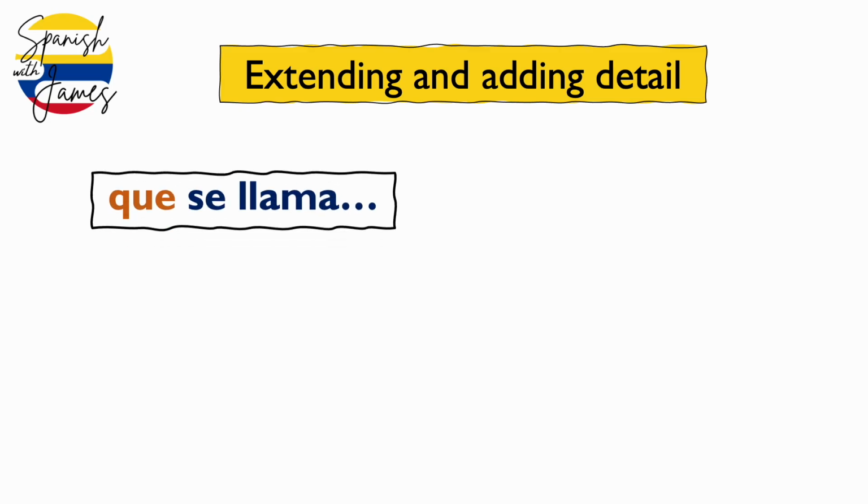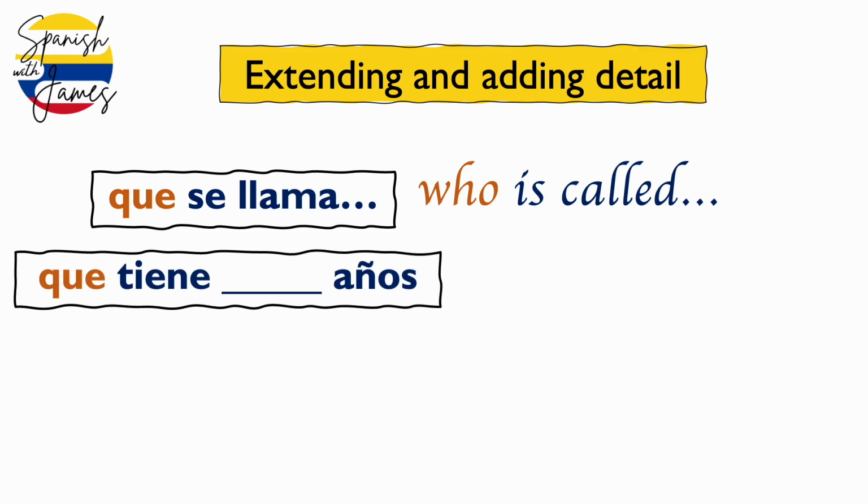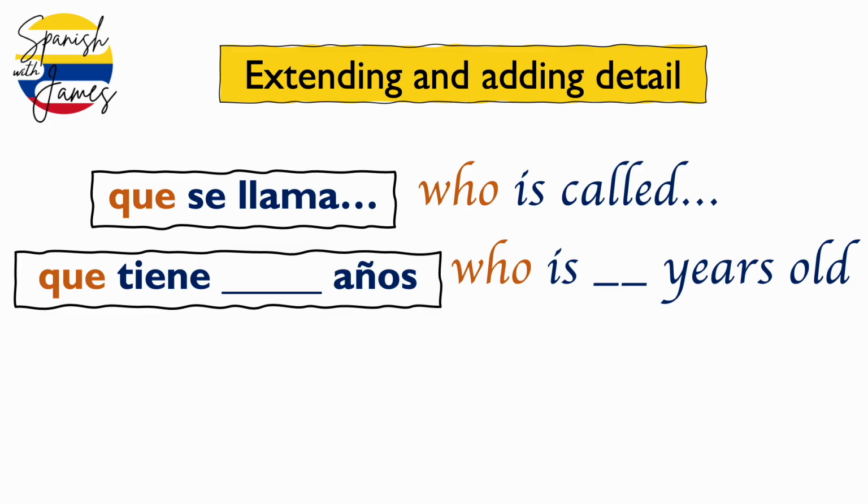Now we can extend our speaking and writing even further by adding extra details such as people's names and ages. So once I've said I have a brother or I have an uncle, I can add on to that, que se llama, who is called. So que is a really useful connective. It can mean who if we're talking about a person, and it can also mean that and which. I could give their age. I could say I have an uncle que tiene 40 años, who is 40.